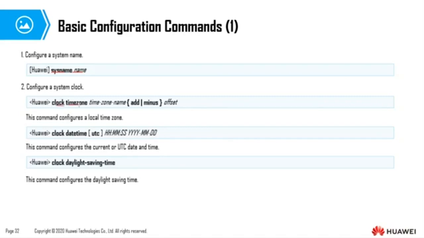The first one is the time zone, clock time zone, that is used to set the time zone, then date time, that is used to set the date and the time, and also the daylight saving time. So these are the commands that are used for that. During the lab, you're going to explore it further.